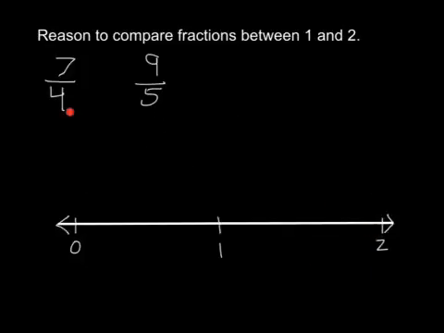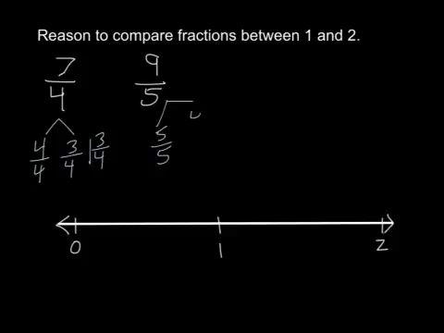For our next fractions, we have 7/4 and 9/5, and we need to compare these. So again, I'm going to ask myself, are these greater than or less than 1 whole? And I know that they are greater than 1 whole. 7/4 can be decomposed as 4/4 and 3/4. So I know that that is only 1/4 away from 2 wholes. 9/5 is going to be 5/5 and 4/5. And I know that that is only 1/5 away from 2 wholes.